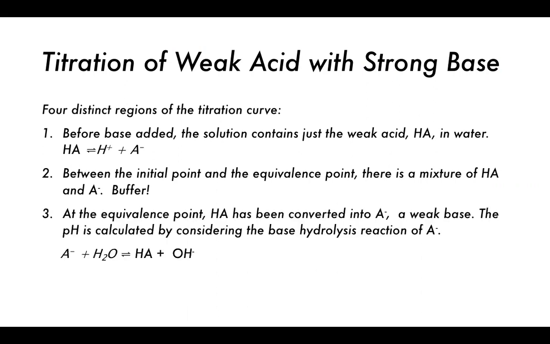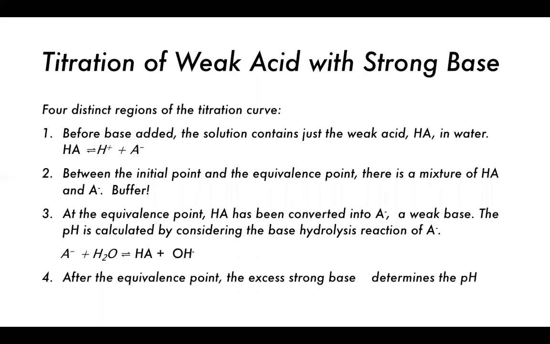At the equivalence point, HA has been totally converted into A minus, a weak base. The pH is then calculated by considering the base hydrolysis reaction of A minus, because remember the A minus can react with water to give the weak acid again plus OH minus in solution. So at the equivalence point, the excess strong base determines the pH. So the pH will be higher than, for example, in a strong acid, strong base, where the equivalence point is pH 7.